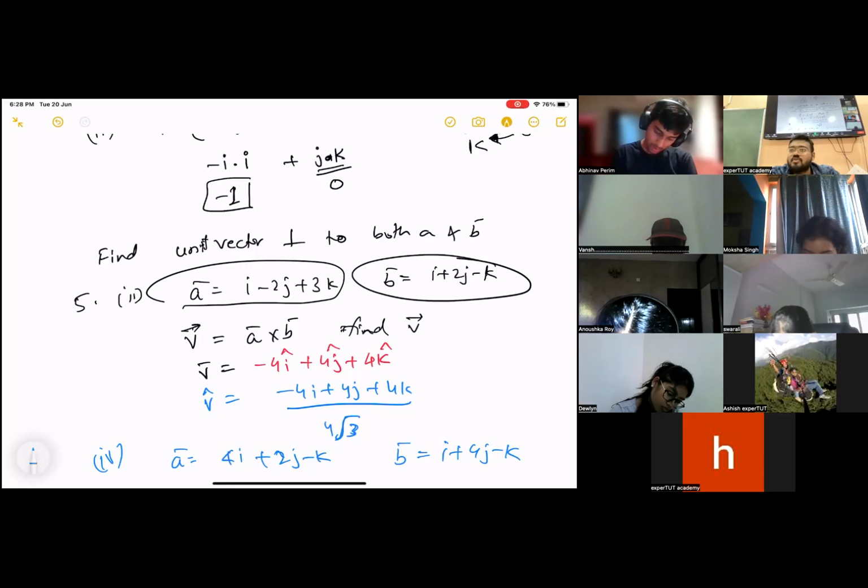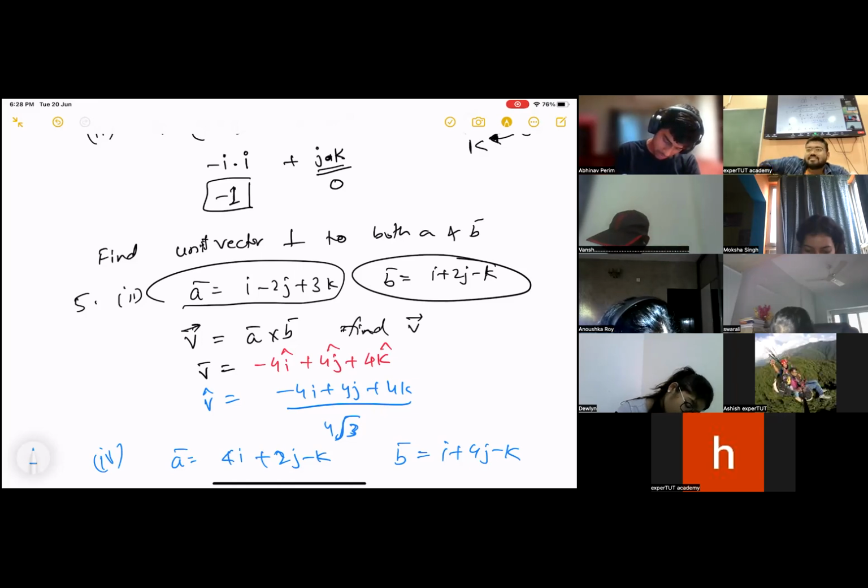The kid disagrees with you. 14 square. Oh, sorry. It's not there. I was saying the wrong answer.